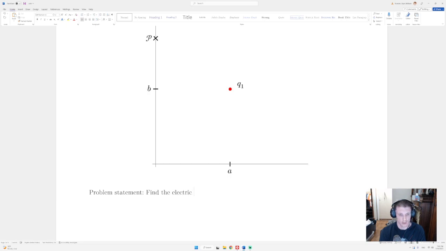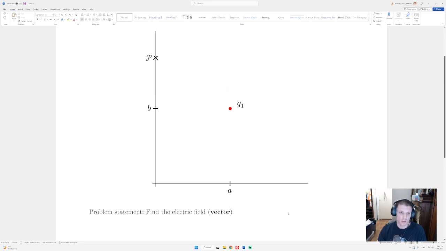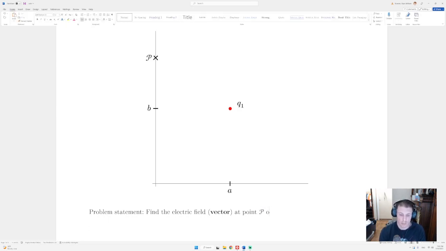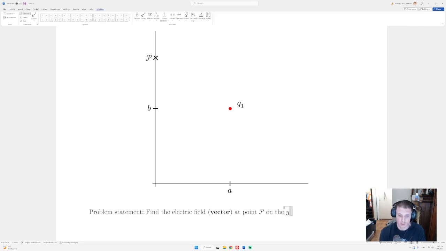Find the electric field, and I'm going to say vector, because finding the magnitude is a bit easier, but to find the electric field vector, we have to find both the magnitude and the direction, right? Throughout this class, you're going to be very mindful of things that are vectors and things that are scalars. We'll definitely talk more about that later. But this is what we want: the electric field vector at point P, on the y-axis.